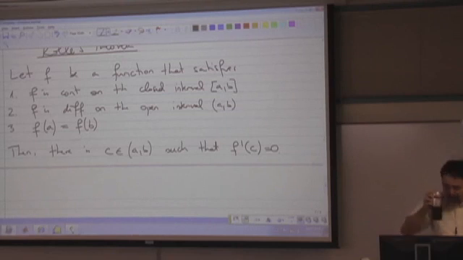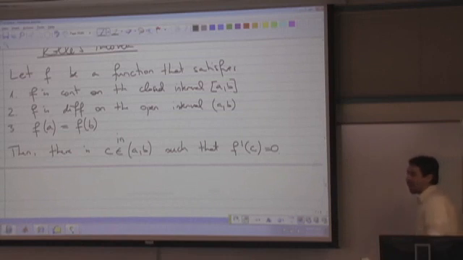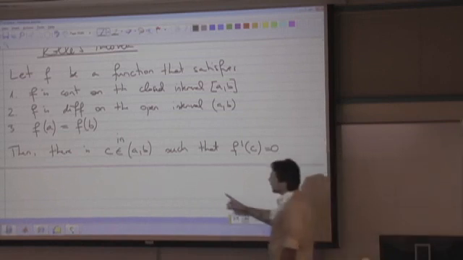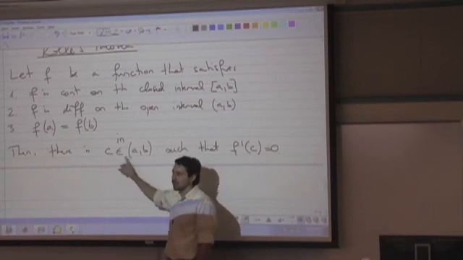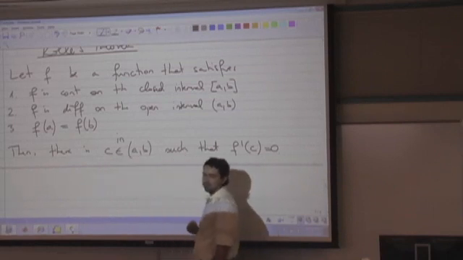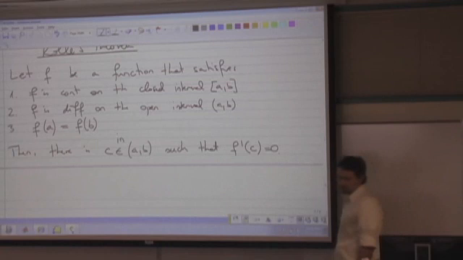What does that C in AB mean again? C is an element of AB. This basically looks like an E, and the idea is C is an element of AB. It means it's in the interval AB. Okay?